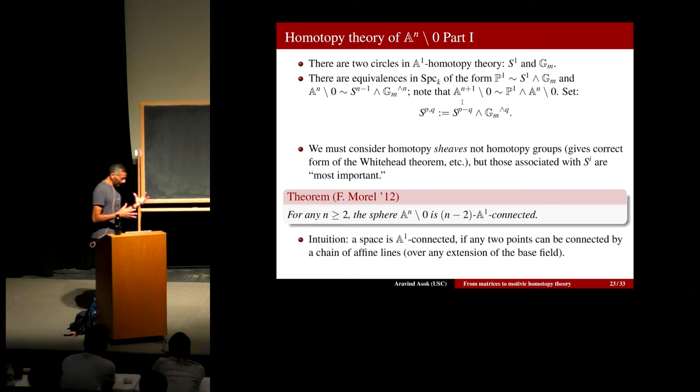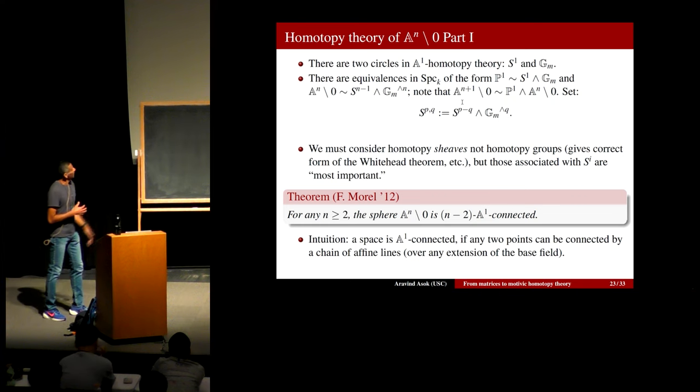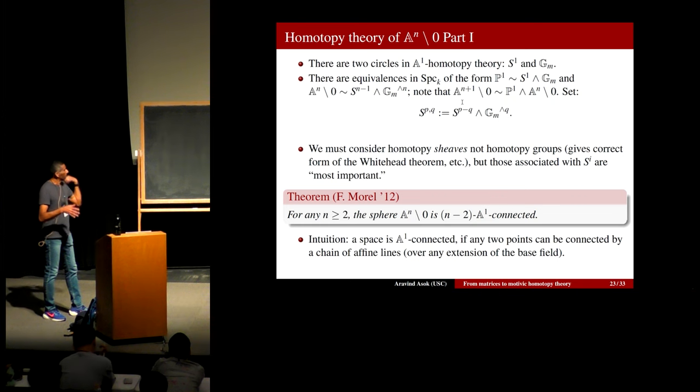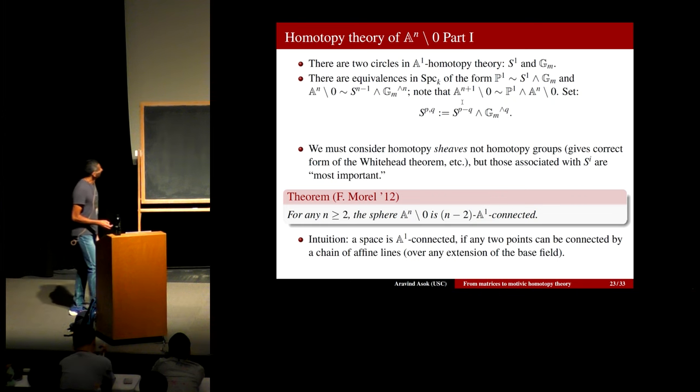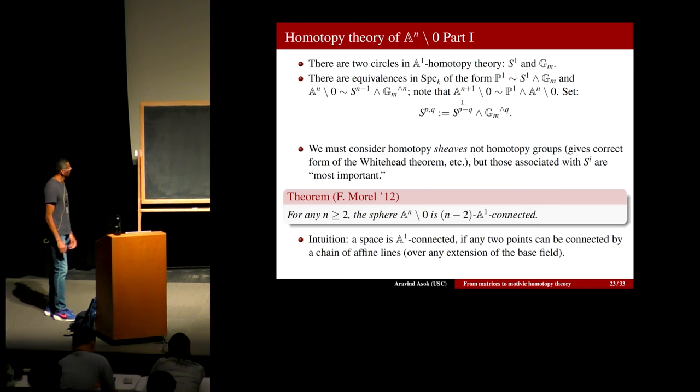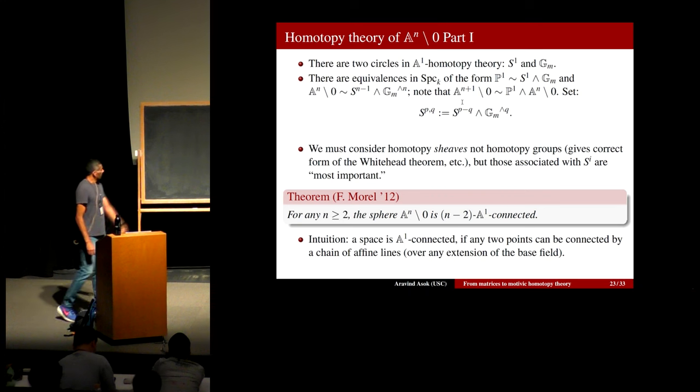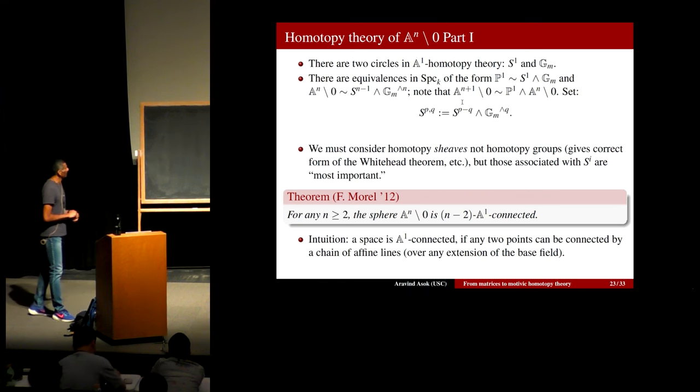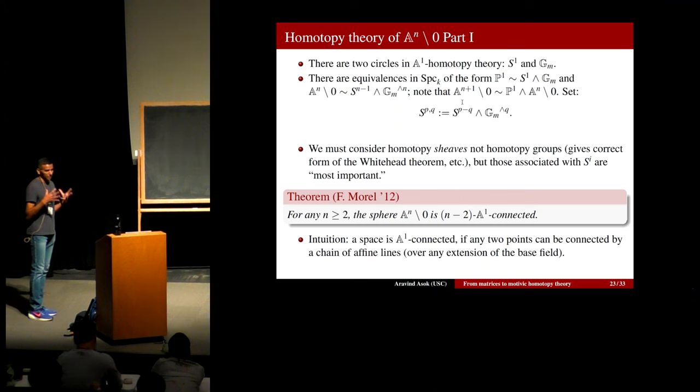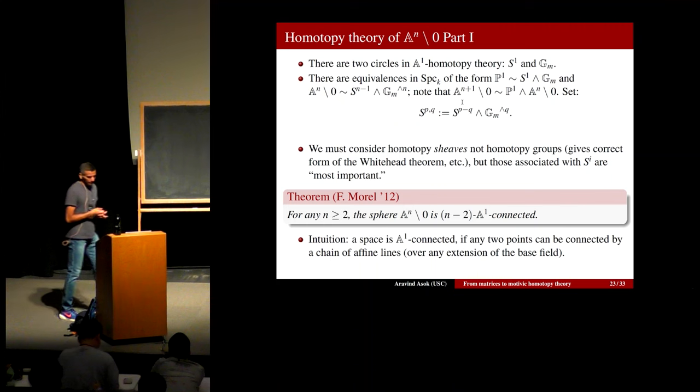Now, in practice, I need more than that because I need some sort of sheaf condition. And so it's not sufficient to just do this over the base field. You have to do this over much more general things. But in fact, it suffices to check it over any extension of the base field. So maybe I'll just mention that this notion of A1 connectedness is a strong geometric condition, maybe a strong arithmetic condition on an algebraic variety.